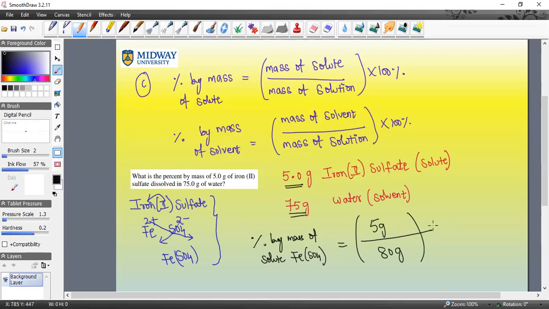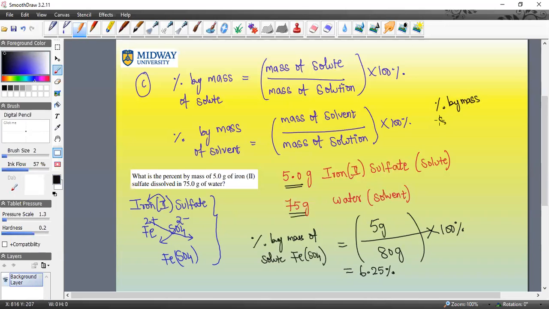And then you divide each of them and then multiply it by 100%. Okay, and that would be 5 by 80 times 100, so that would be 6.25%. That's the percent by mass of a solute. Now you already figured out what would be the percent by mass of a solvent.